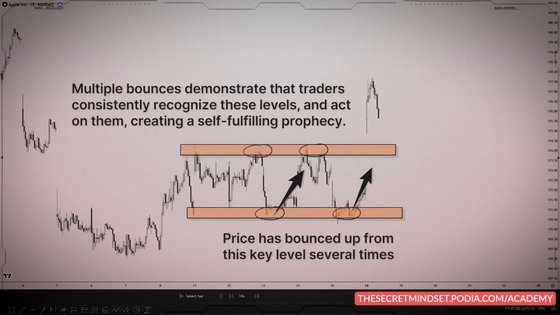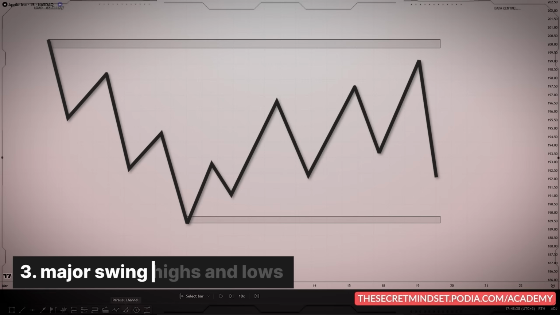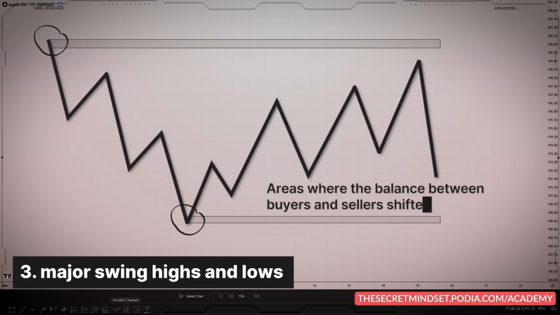These multiple bounces demonstrate that traders consistently recognize these levels and act on them, creating a self-fulfilling prophecy. Swing highs and lows are another important feature to look for, because they represent areas where the balance between buyers and sellers shifted significantly.